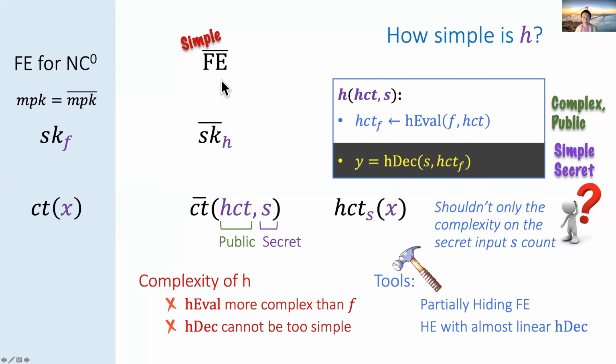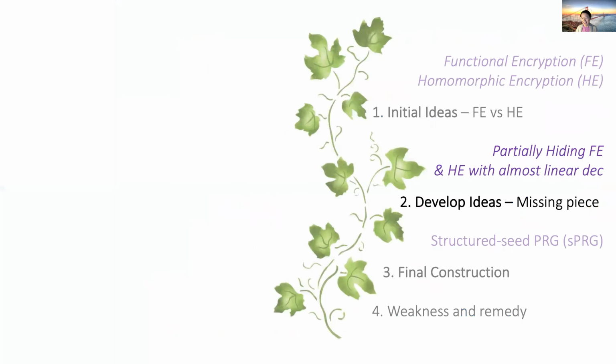It turns out that the hope is true, and we can actually capture this type of public and secret computation using a new tool called partially hiding functional encryption. Okay, so in the next step, I will tell you about these two new tools, what they are, and then continue to develop our ideas.